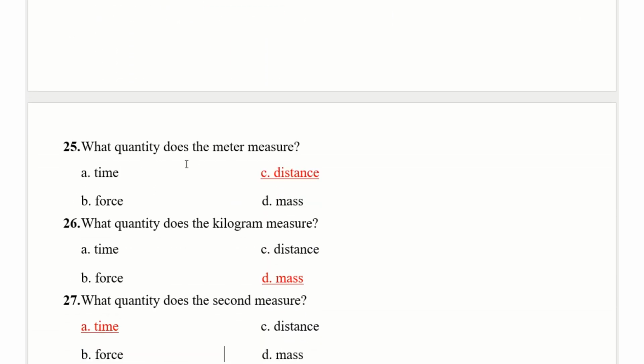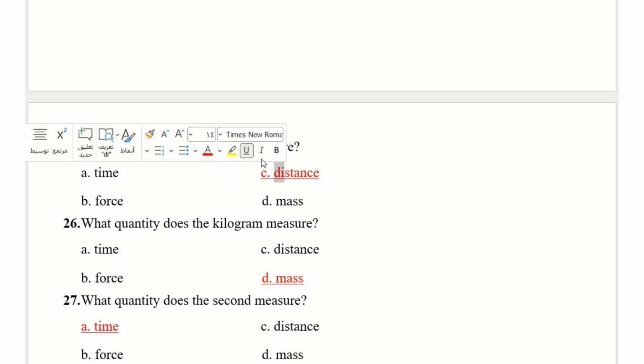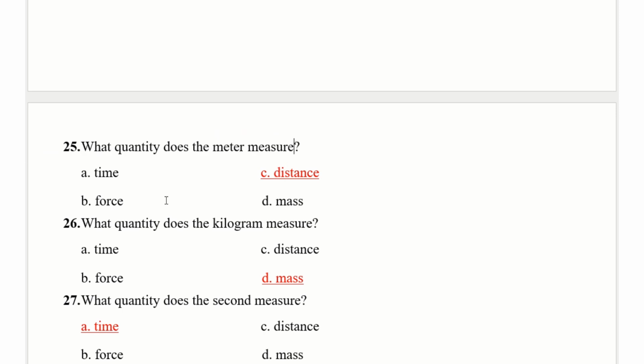What quantity does the meter measure? Meter is the unit of what? Is it the unit of time? No. Is it the unit of force? No. Is it the unit of distance? Yes. Is it the unit of mass? No. So it's C. Meter is the unit of distance.